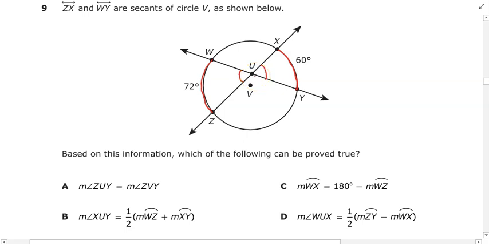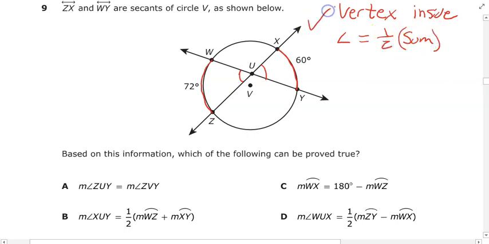Hopefully you learned that if you have a central angle, the arc and the central angle are exactly the same. If you have a vertex inside the circle, then those angles are going to equal one half of the sum of the two intercepted arcs, which is what we have right here. We have a vertex inside. This angle is going to equal 1/2 of the sum.